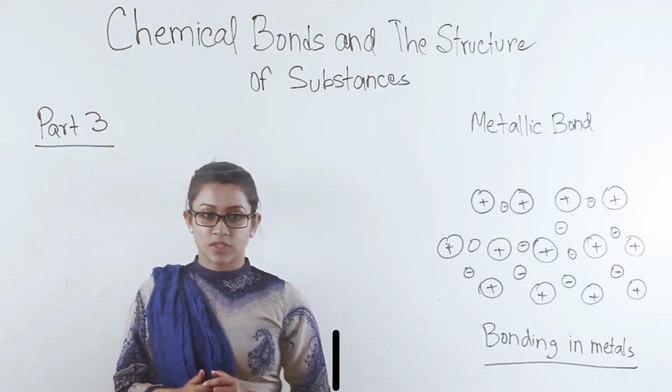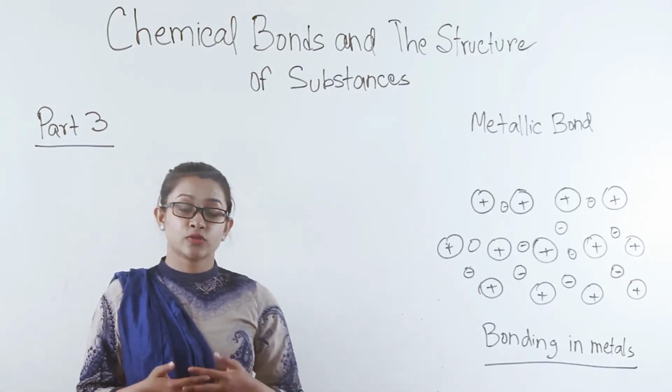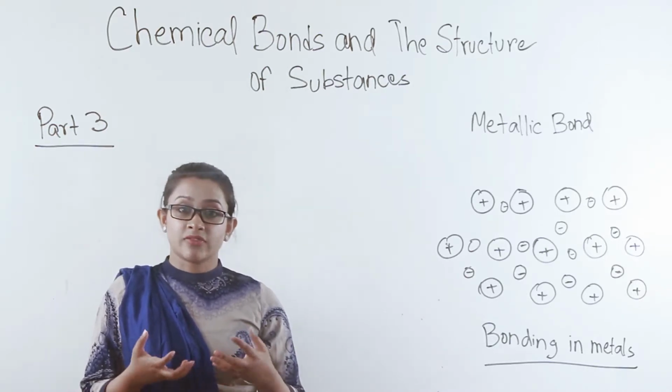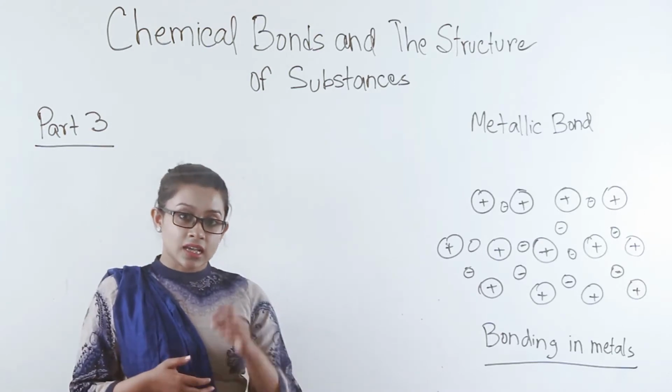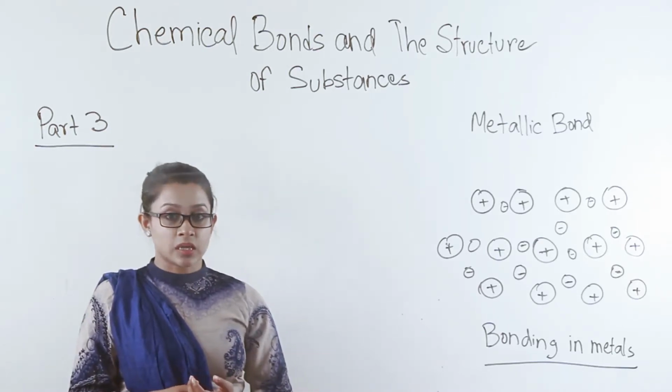This is part 3, the final part of the chapter Chemical Bonds and the Structures of Substances. If you follow the previous part of this lecture, you will gain a full understanding about the different kinds of chemical bonds that we find in elements and compounds. In this last part of the lecture, we dig deep into metallic bonding and macromolecular substances.